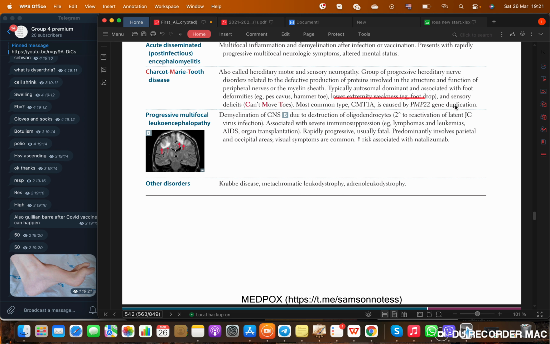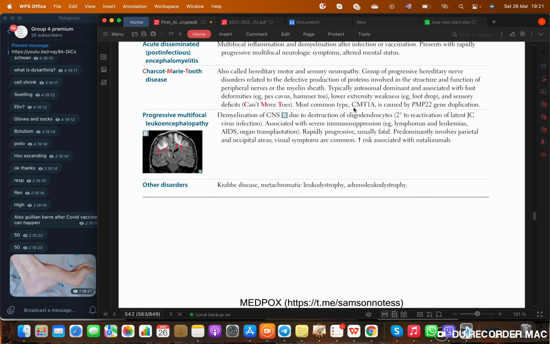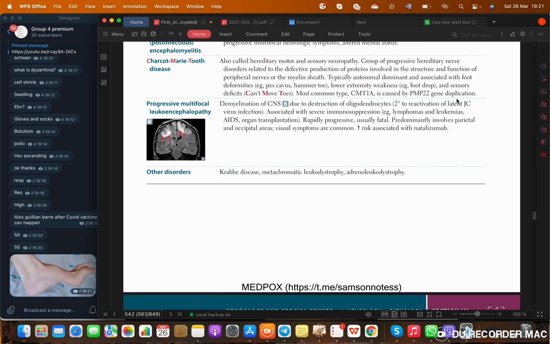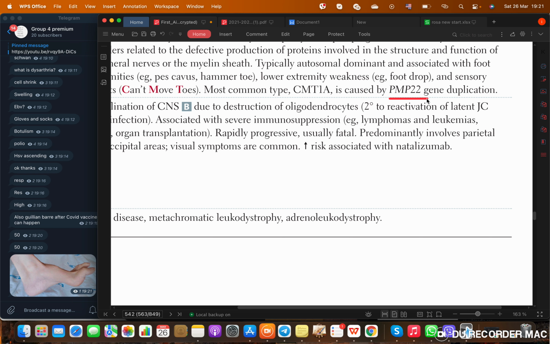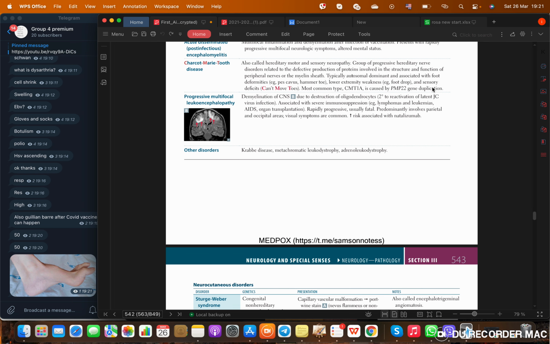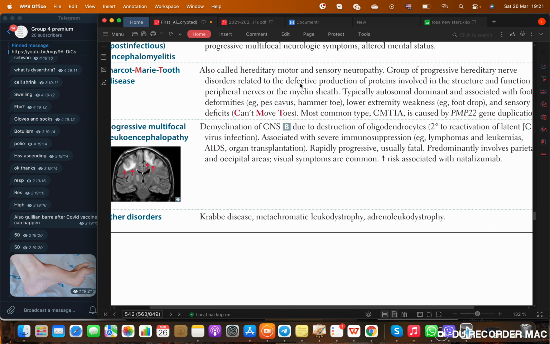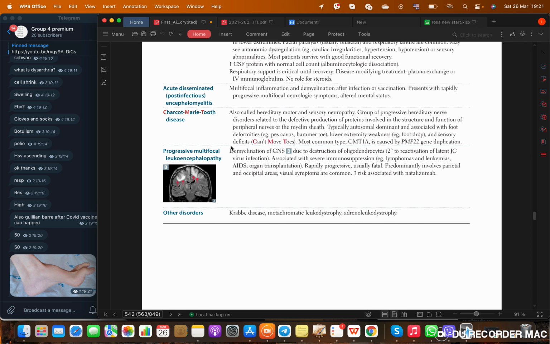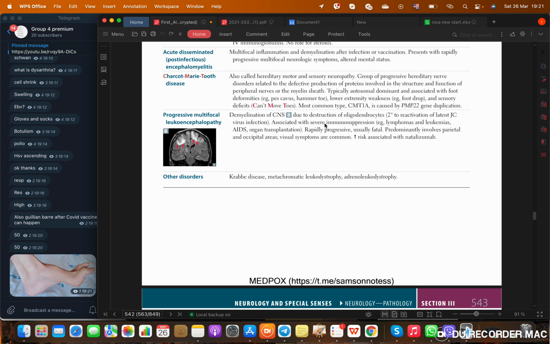Lower extremity weakness, which is a foot drop, and sensory deficit. Most common cause is CMT1A, caused by the PMP22 gene duplication. Luckily, the only thing that you have to know is the pes cavus and the name of the disease. That's what they will ask you about. They might increase it and ask you which type of disease it is. It's a demyelinating disorder.